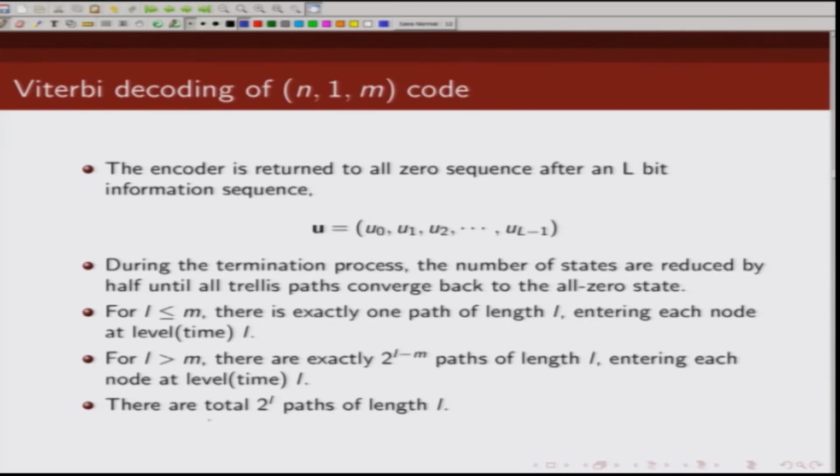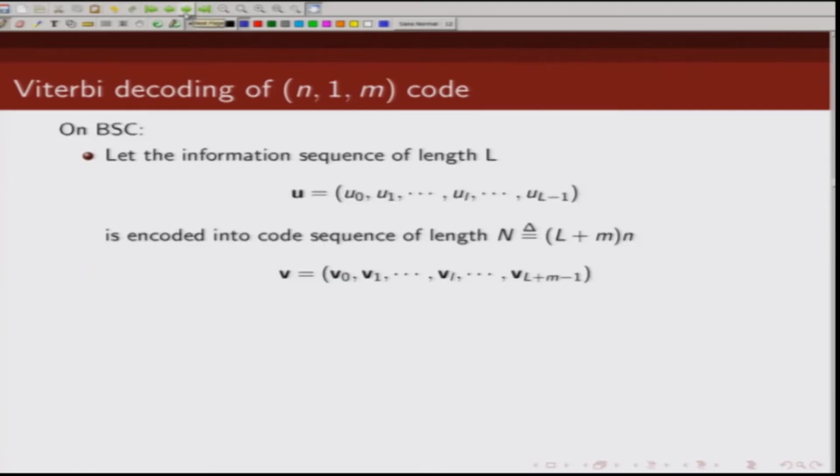And in total there are 2 raised to power L paths of length L in this trellis diagram. So let us consider how we are going to decode this convolutional code, which can be represented by its trellis diagram. So we are considering a binary symmetric channel. Now recall what is a binary symmetric channel.